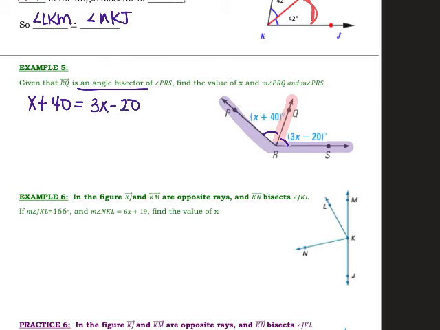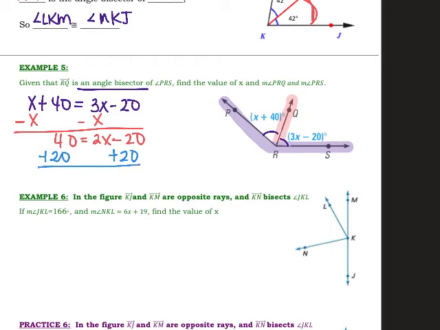So if I wanted to move my x, how would I properly move it over? Subtract the x. 3x minus 1x is 2x. What would I move over now? Good. Add the 20 to the other side. 40 plus 20 is 60. And what would be our last step? Divide by 2. So your x is going to be 30. Okay. So we found the x.